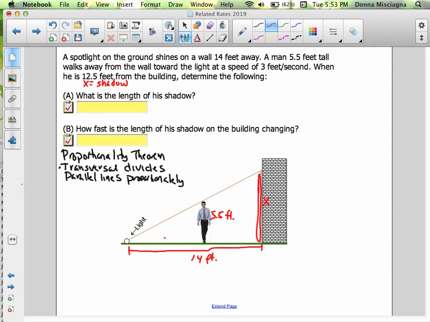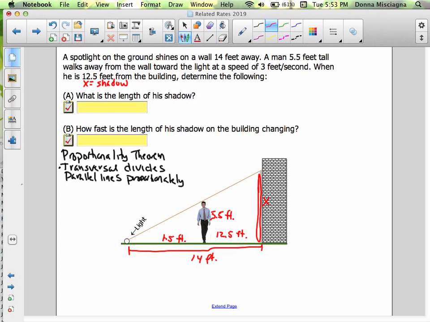And we don't have this distance. Let's see. A man 5.5 feet. Oh, exactly. Sorry, we do. When he's 12.5 feet from the building, this distance here is 12.5 feet. If that distance there is 12.5 feet and the light and the building are 14 feet away, this is 1.5 feet. So I'm not drawing to scale.